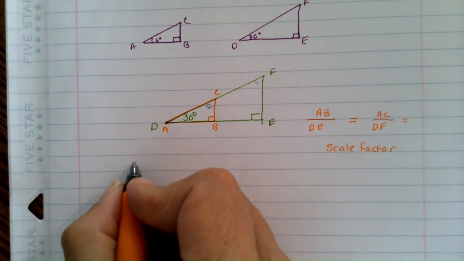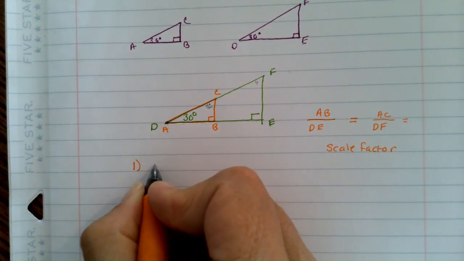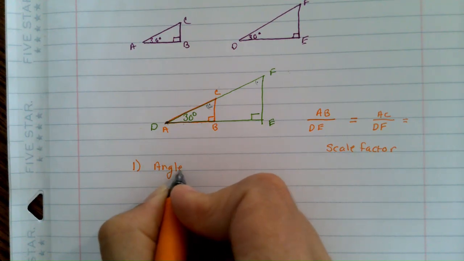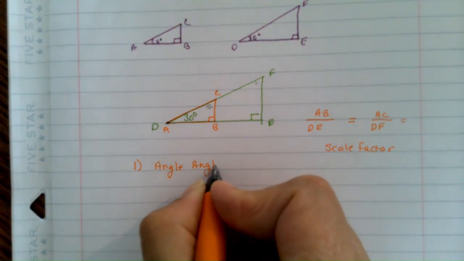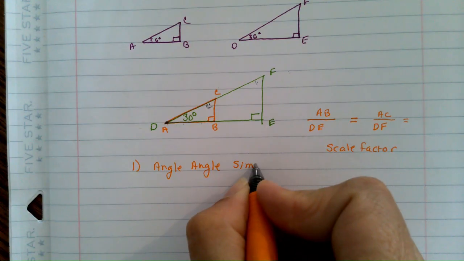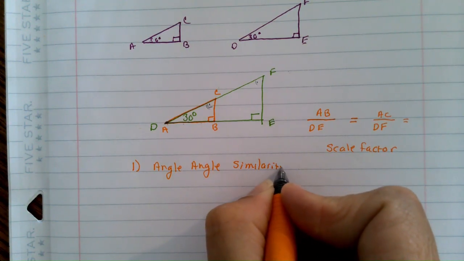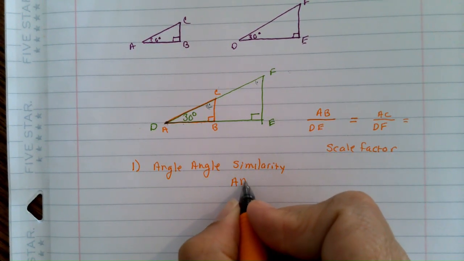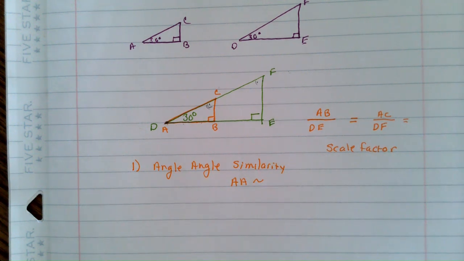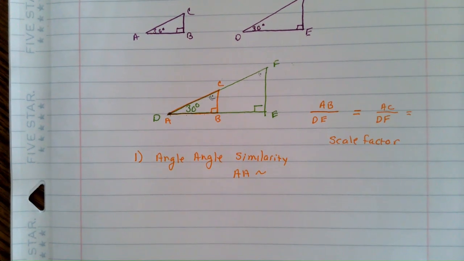So angle, angle similarity, or AA. Okay? That's all you need is two angles, and you know they're similar. Now we are talking about triangles, we're not talking about everything else.